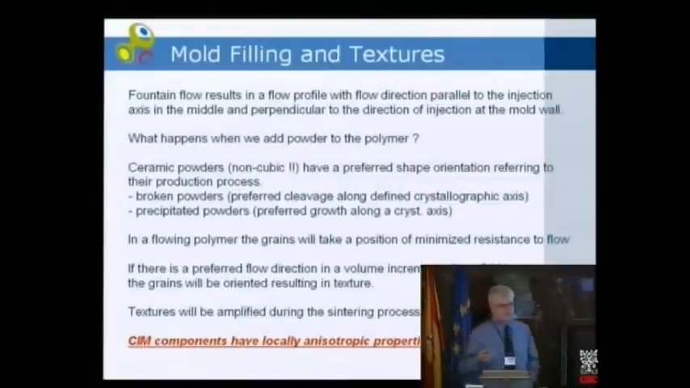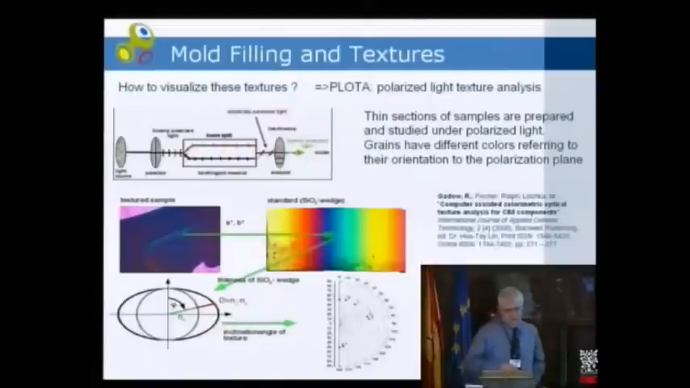These textures will be amplified during the sintering process. So you don't necessarily have to have a large texture in your green body. But if you have, let's say, 1% deviation from the average, during the sintering you will have a strong orientation of your grains in the component. So ceramic injection molding components will have locally anisotropic properties. These anisotropic properties are something we call textures, and now, how to visualize these textures.